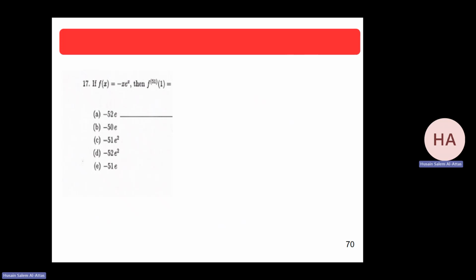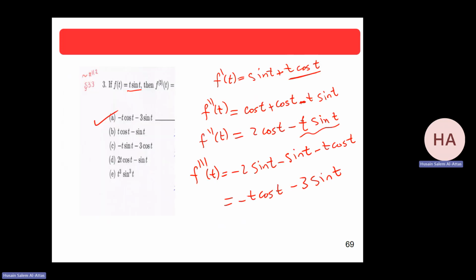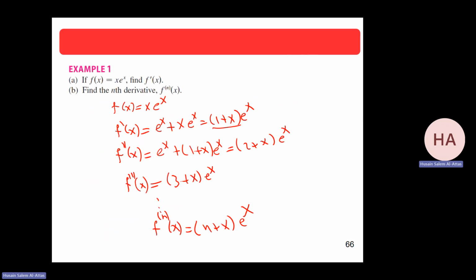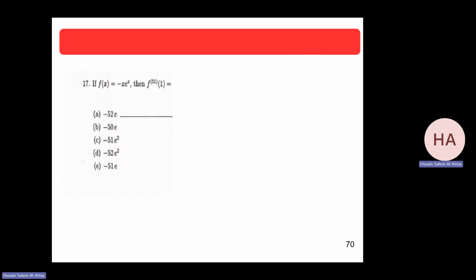Minus x e to the power x. He wants the 51st derivative. If you remember, forget about the minus. We did this. It will be x plus n. So for the f prime, I have the nth derivative. The minus will do nothing. It will be minus x plus n e to the power x.